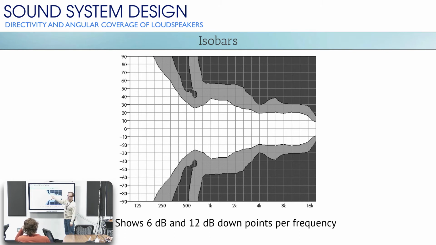This is, by the way, a d&b Q7. So that narrowing at 500 hertz is where those two dipole drivers kick in, and they start canceling out on one axis, and that thing narrows in. Okay, just another way of looking at it. But here you're really seeing, here's the 6 dB down point, here's the 12 dB down point.